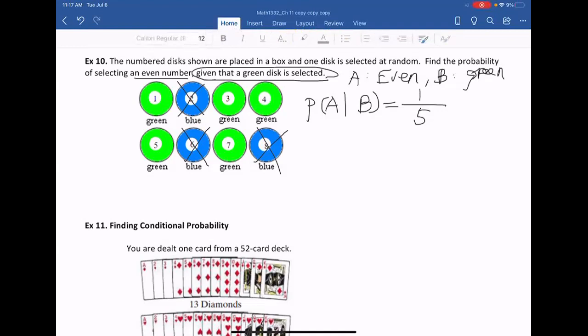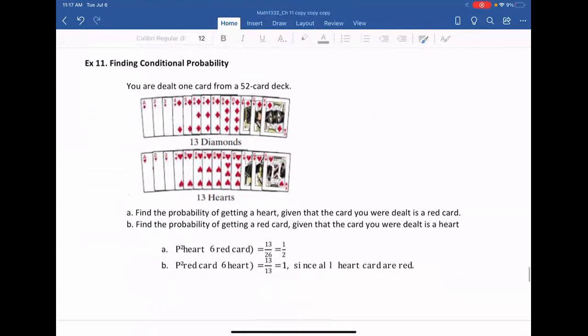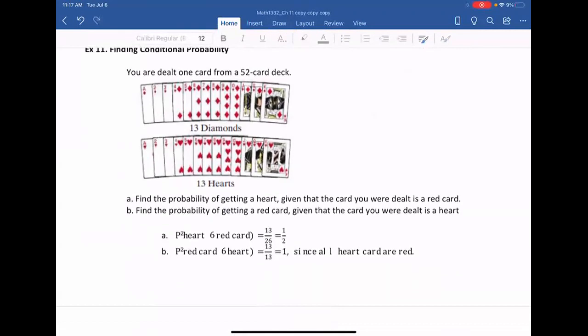Okay, let's move on to the next question. Finding conditional probability. You are dealt 1 card from a 52 card deck. Find the probability of getting a heart, given the card you were dealt is a red card. So what is A? What is B? The probability of getting a heart, the heart means A. And given what? You were dealt a red card. We can let this part be B.